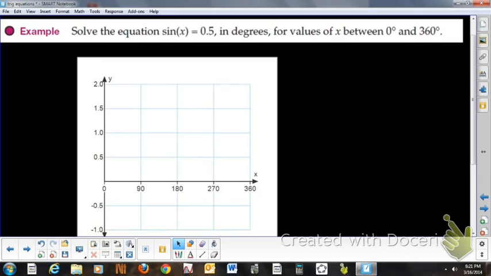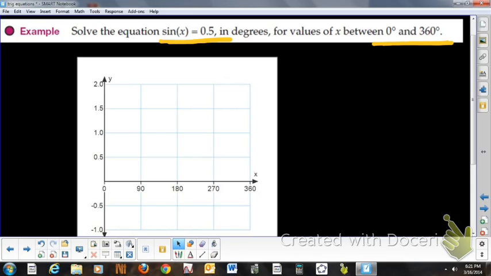So in this video we're going to go over how to solve a trig equation. In this case we're going to solve the sine graph, and sine x is equal to 0.5 simply means, more or less, when is the sine x graph equal to 0.5? And we need it to be between 0 and 360 degrees.